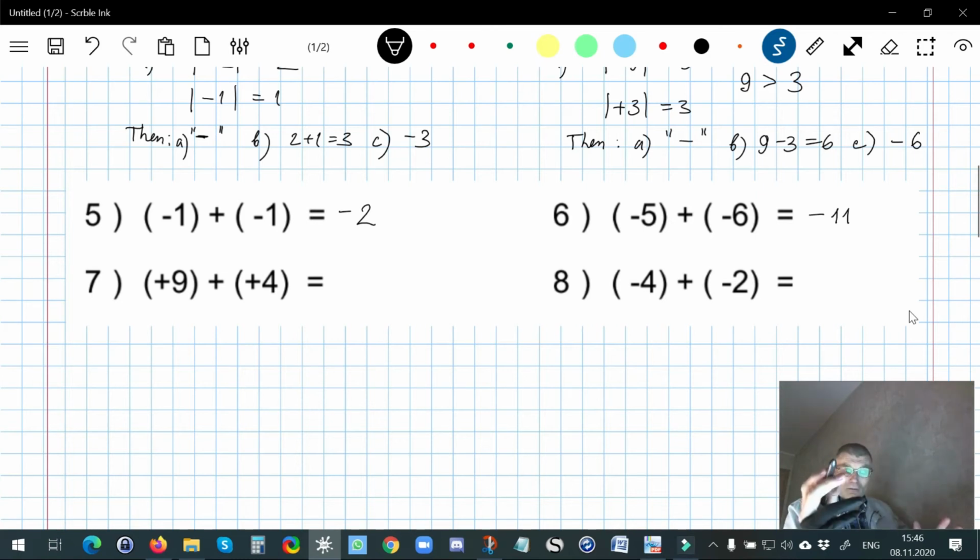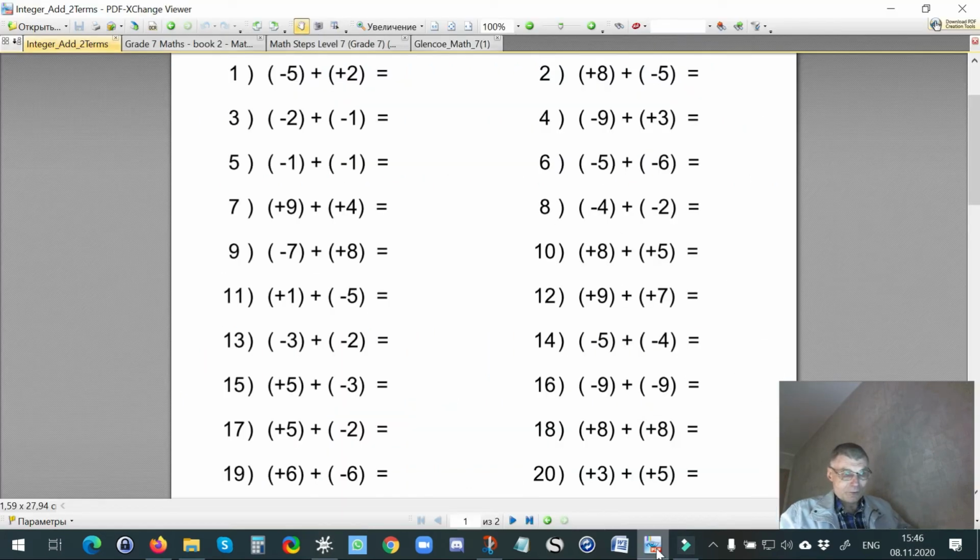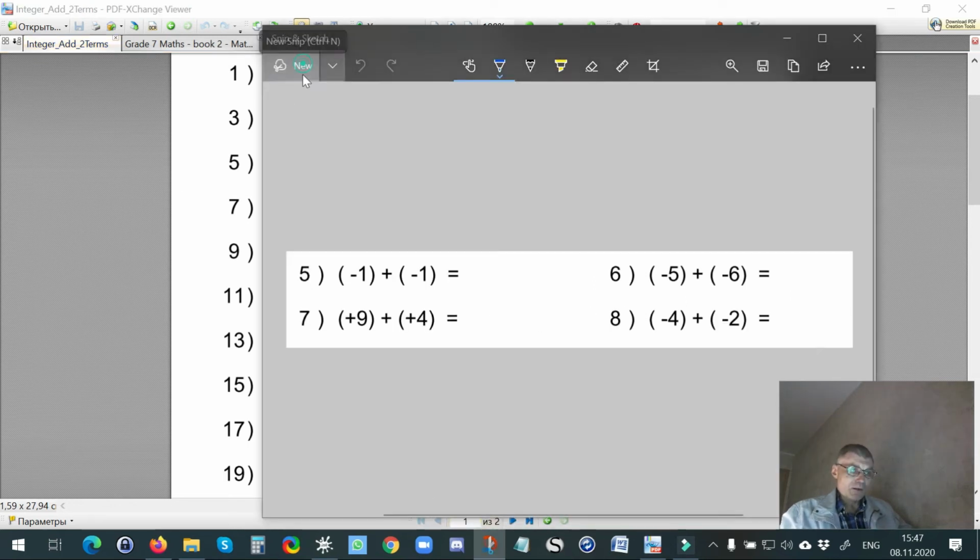In number 7, again, both signs are the same, then that's positive. 9 plus 4, it's 13, positive 13. And here we have again the same signs, I just keep negative sign, and 4 plus 2 gives me 6, -6. So I guess I'll have to do more because I was unlucky about the same signs, because actually I wanted to show you something with different signs. It means that I'll have to do some more.